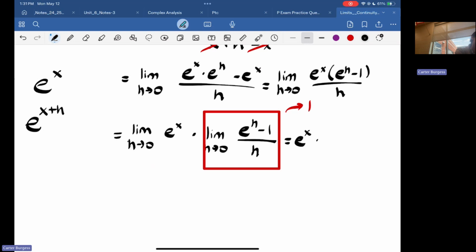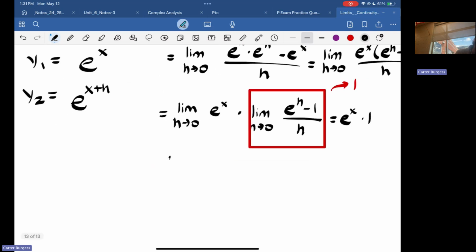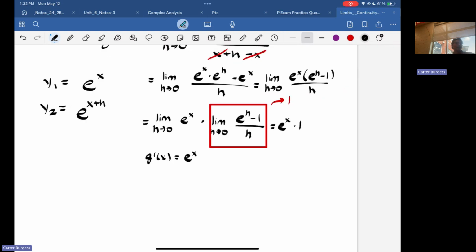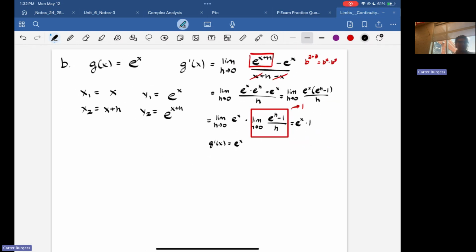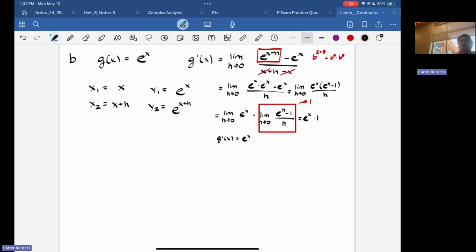And so my limit as h approaches 0 is e to the x times 1, and thus my derivative of g is the function e to the power of x. Okay, a little bit of a weird one. Actually, this is why e is my favorite number, because it makes calculus so easy, where the function and its derivative match. Interesting.